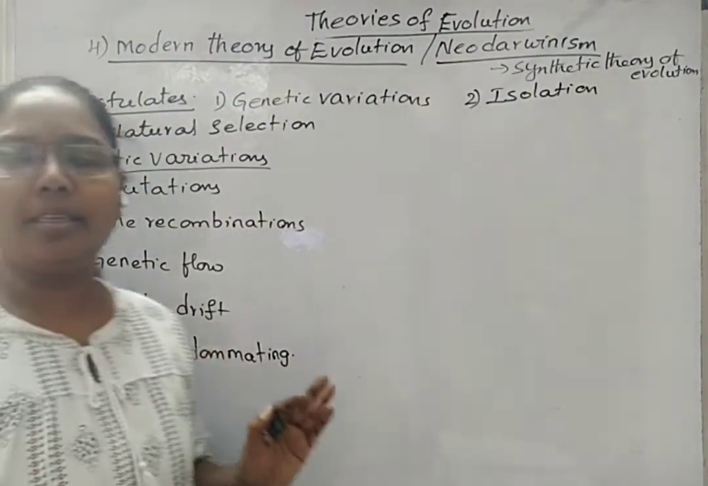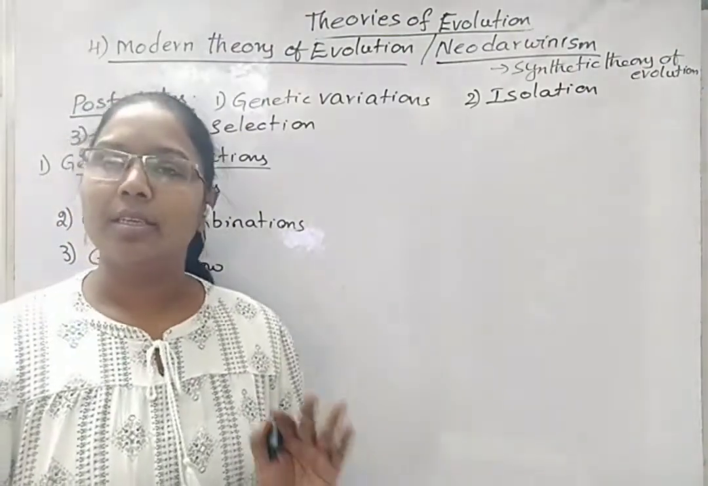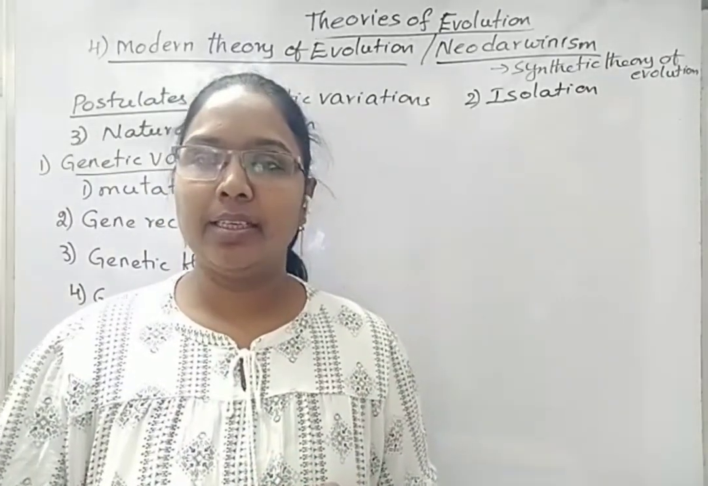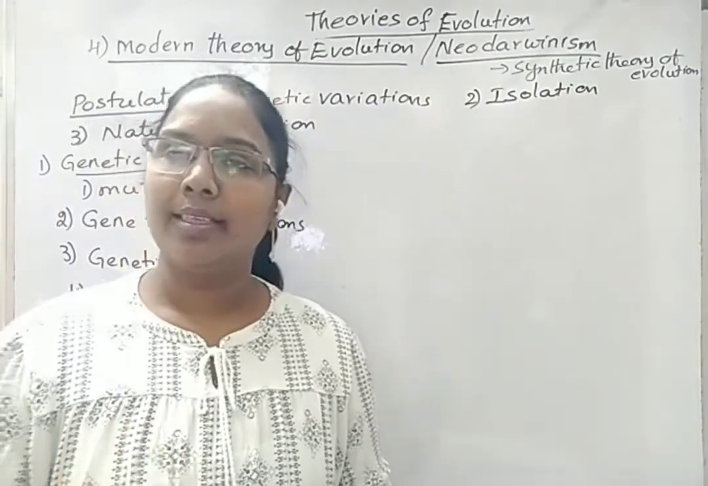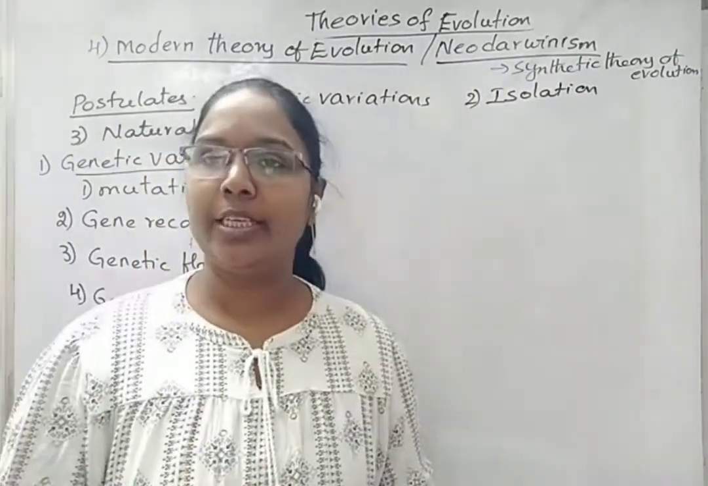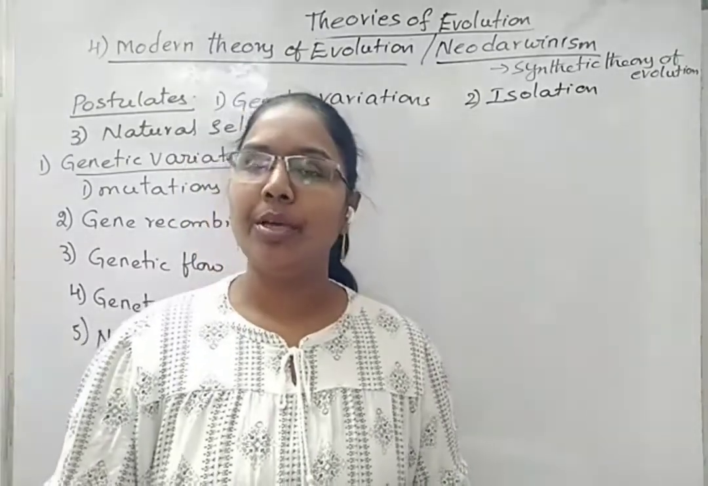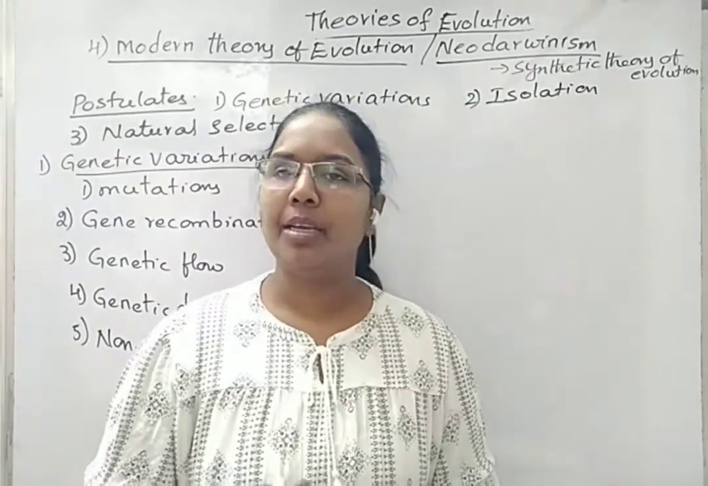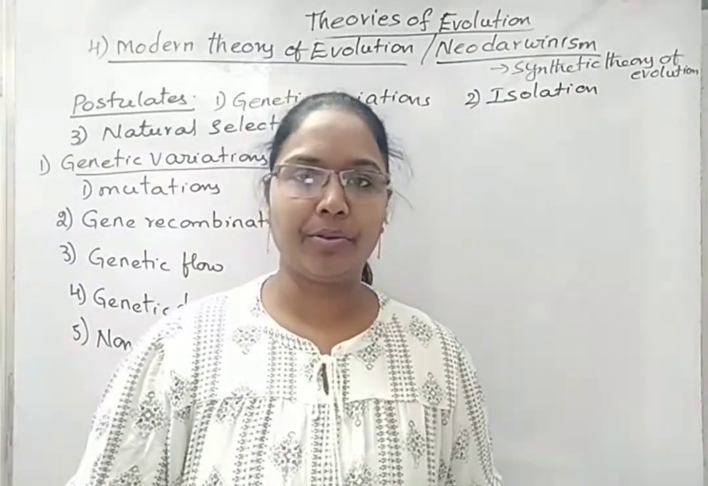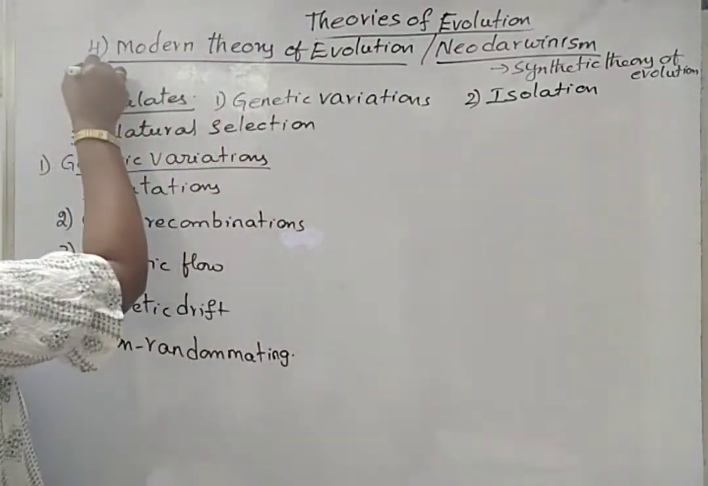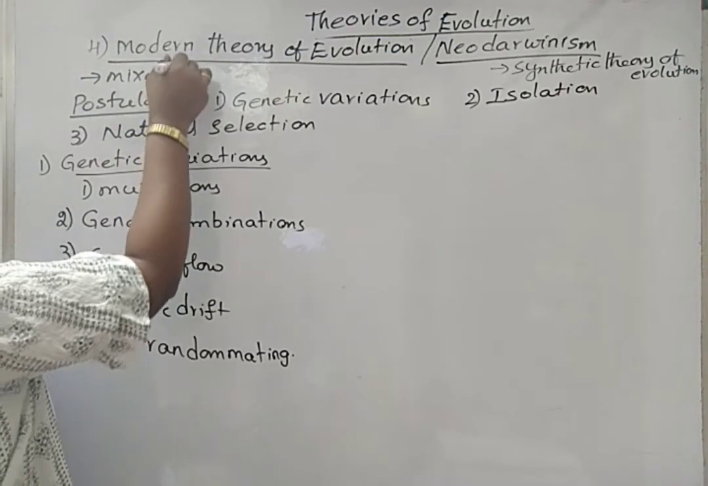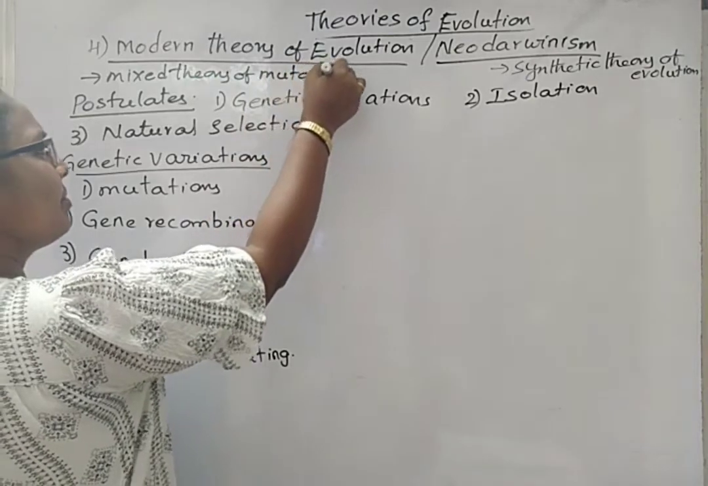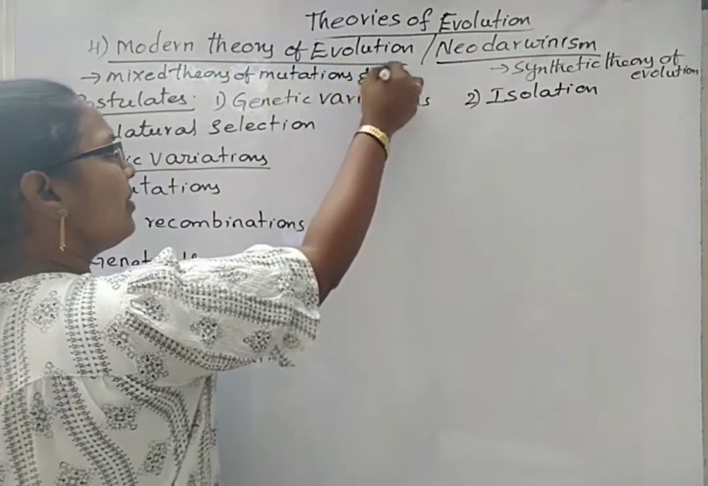So this is not the theory given by one particular scientist. Basically, it is a combination of the Darwinism theory given by Darwin and the mutation theory given by Hugo de Vries. By mixing the mutation theory of Hugo de Vries and Darwinism, this modern theory of evolution was framed. So it is a mixed theory of mutations and Darwinism.